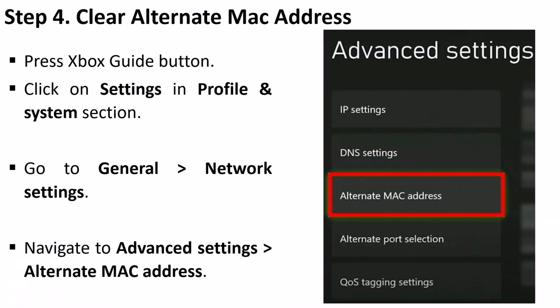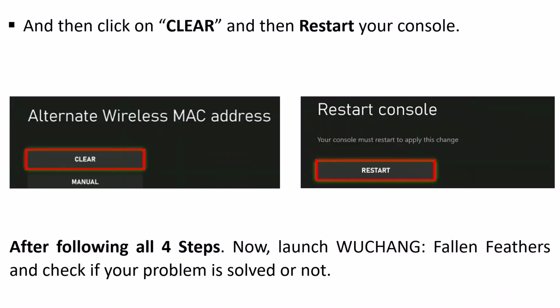Step 4. Clear alternate MAC address. Press Xbox guide button, click on settings in profile and system section, go to general, network settings, navigate to advanced settings, alternate MAC address and then click on clear and then restart your console. After following all 4 steps, now you can launch Wuchang Fallen Feathers and check if your issue is fixed or not.